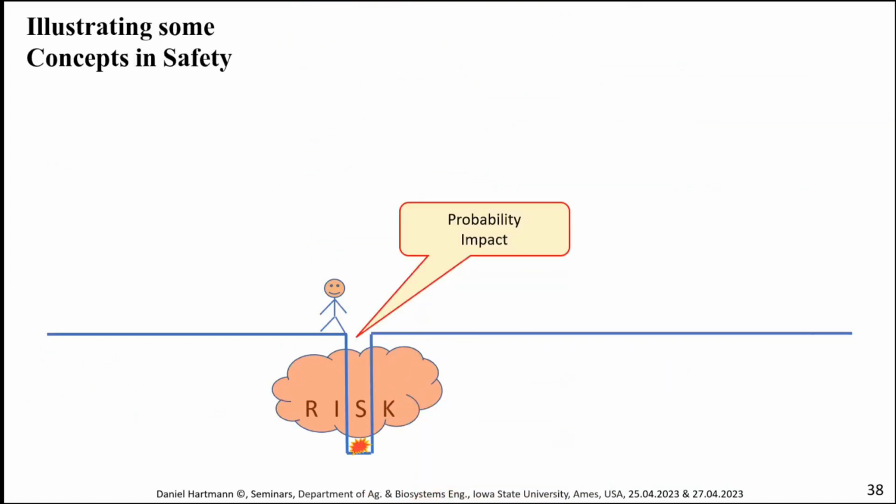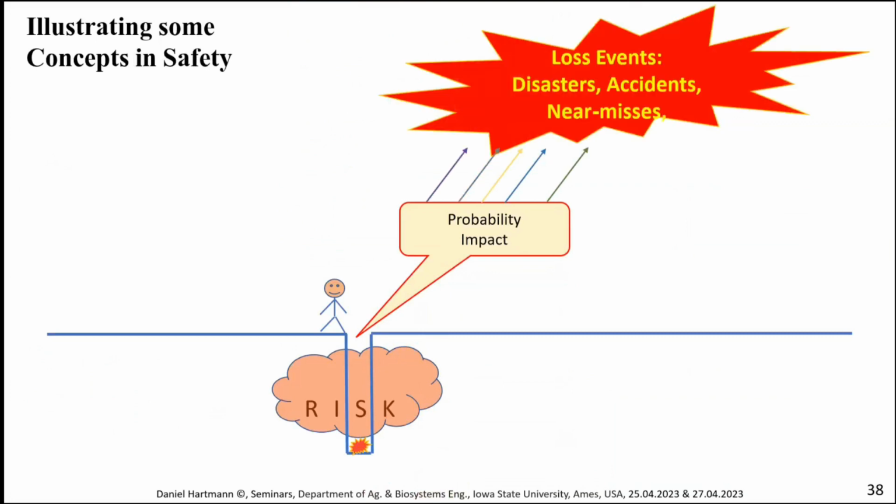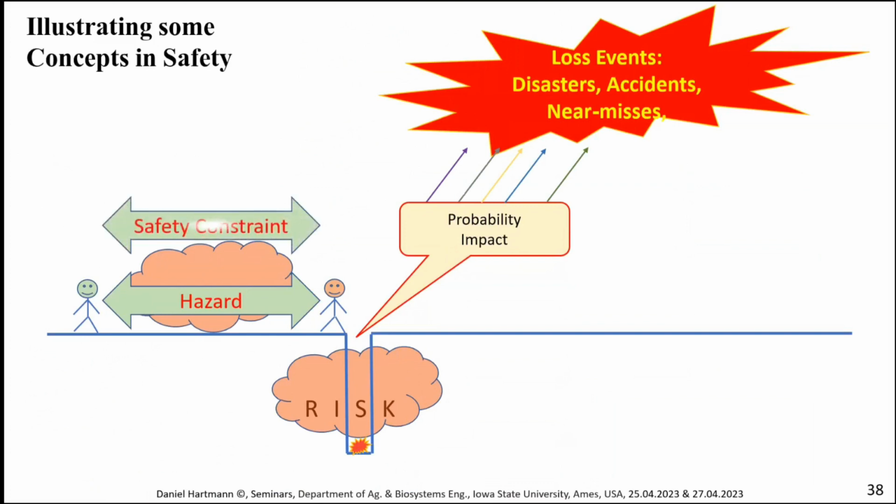Okay, so now if we have the concept of risk, and risk in the old way can, via different probabilities and severities, lead to loss events and so on, now we have the new concept of hazard and of safety constraint, yes? And we will go further with it, and of course I will all the time ask you, do you want to go this way or do you want to go this way?